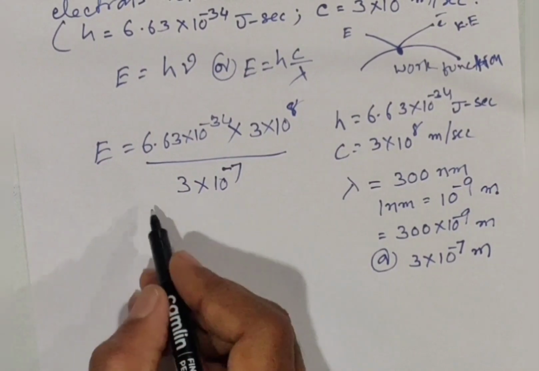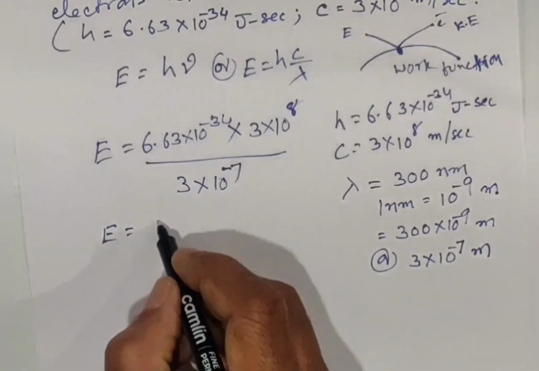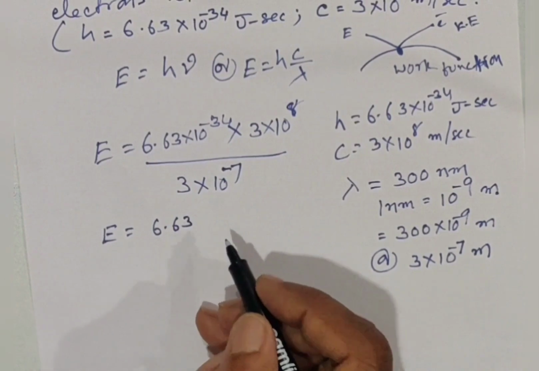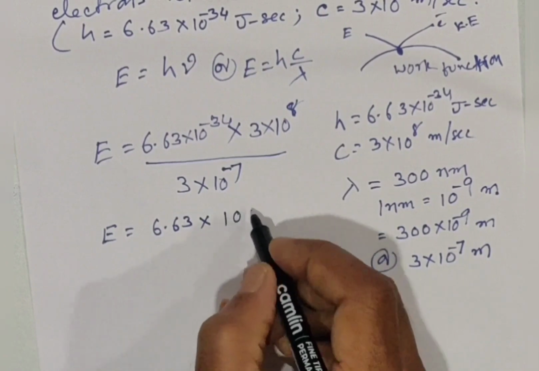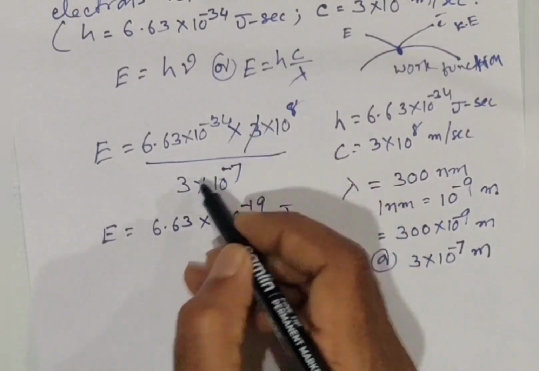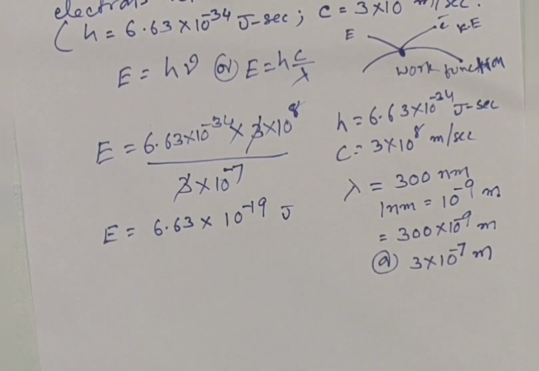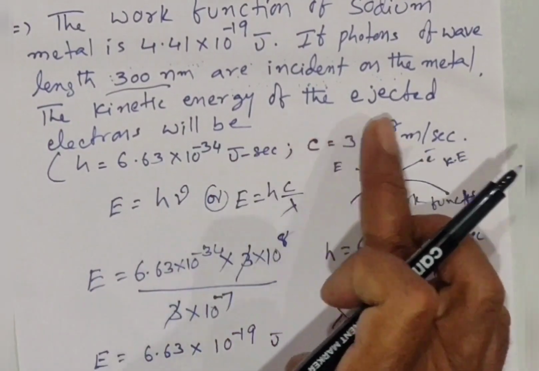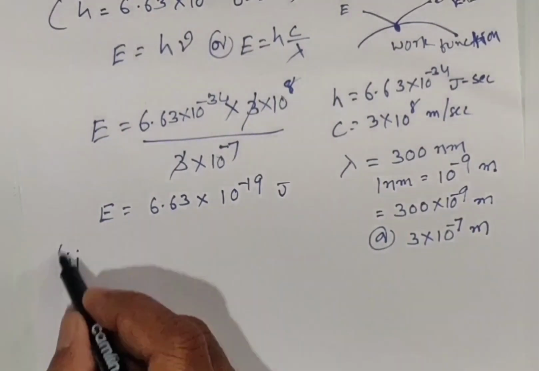Now on simplifying this, E is equal to 6.63 into 10 power minus 19 joules energies. The 3 cancels, right? Now value is E is equal to 6.63 into 10 power minus 19 joules. Now to calculate the kinetic energy of the ejected electron, you have to use this mathematical expression in the second step.